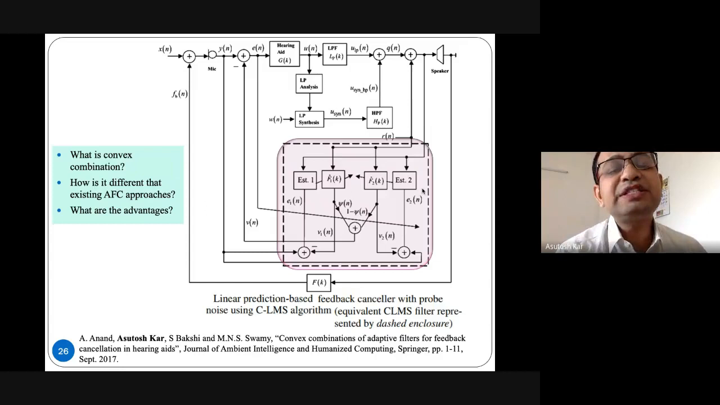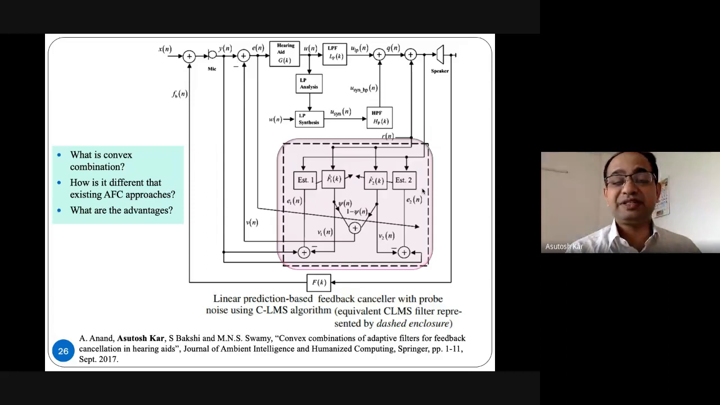If my step size is smaller, what will happen? That means I am taking small steps. I will achieve the optimality, but late. If my step size is large, what will happen? I will achieve the optimality quickly, but at the same time, a stability issue may occur. So there should be a perfect trade-off, a perfect choice of this step size.